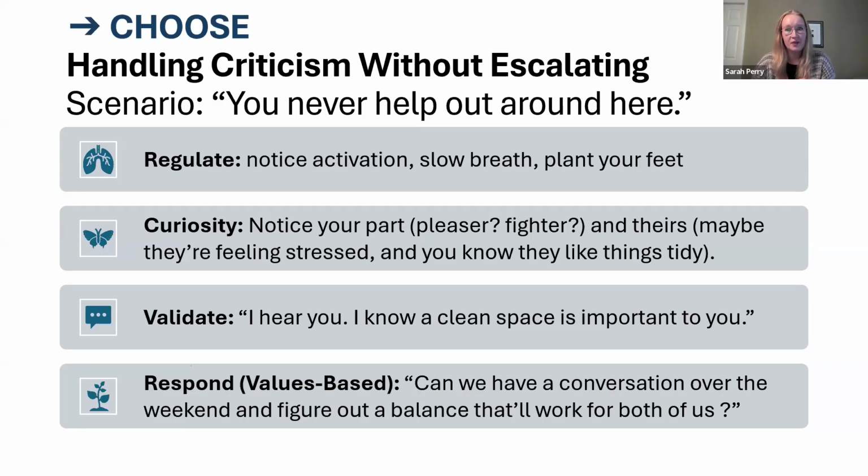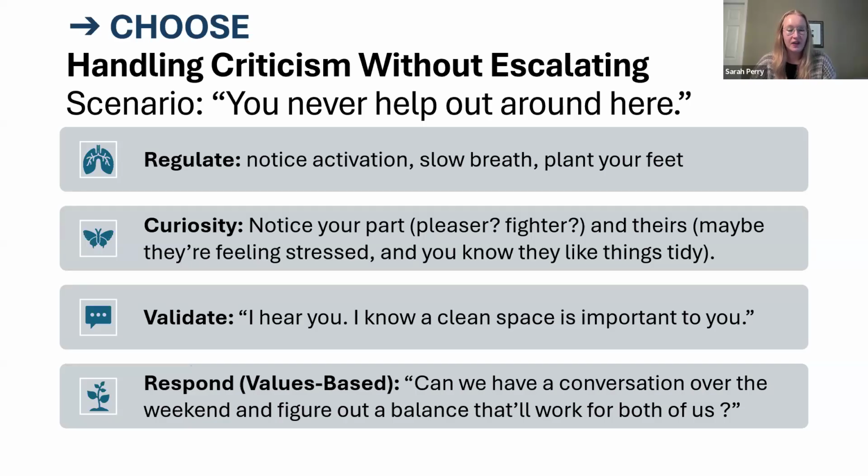So the first step that we want to do is that regulation step, just like we practiced in that quick exercise: noticing the activation that you're experiencing and slowing your breath down, your feet on the ground, feeling the stability of the floor under you, and just breathing slowly. So first, that regulation step, pausing, slowing down. And then if we can feel some curiosity, that can really help. Notice what parts of you are reacting to that statement. Is there a defensive part that you're noticing?